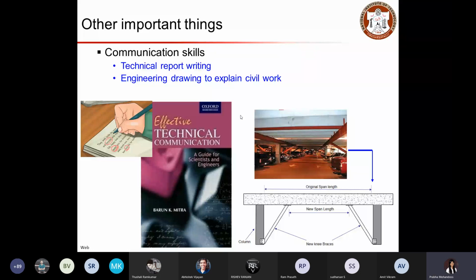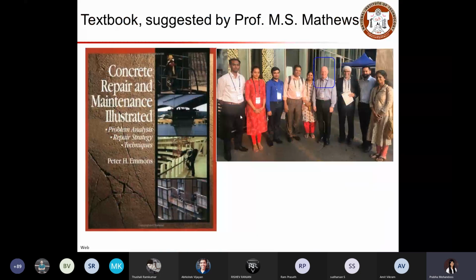All right. And this is a textbook that I use in this course. It is by Engineer Peter E. Emmons, Concrete Repair and Maintenance. This is the person who wrote this book, and we got to meet him at one of the conferences. We had this group photo, and you can see this is a group I work with at IIT Madras, and he is Professor Pillai. He teaches this subject. He is my PhD guide.